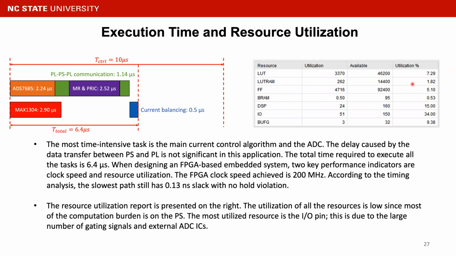On the right is the resource utilization report. The utilization of all the resources is quite low since most of the computation burden is on the PS side. The most utilized resource is the IO. This is due to the large number of gating signals and also the external ADC ICs.